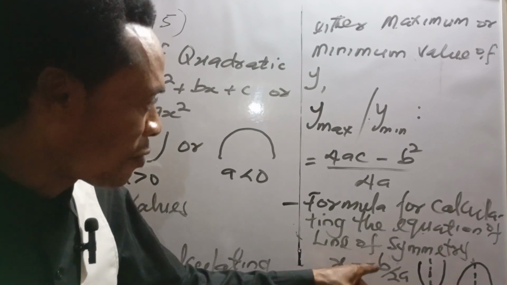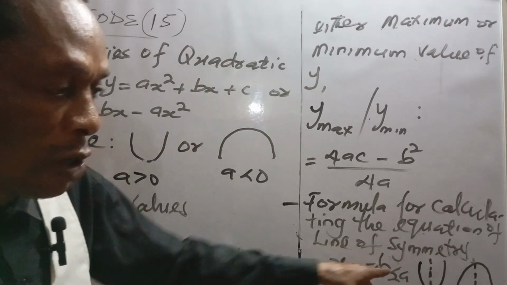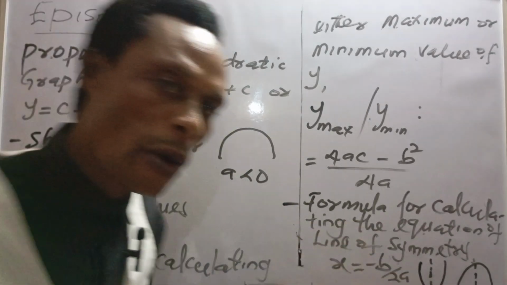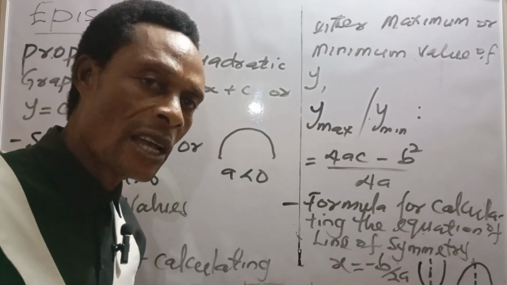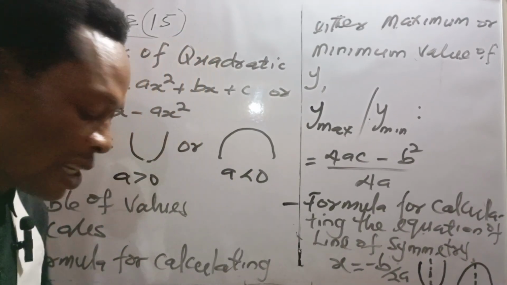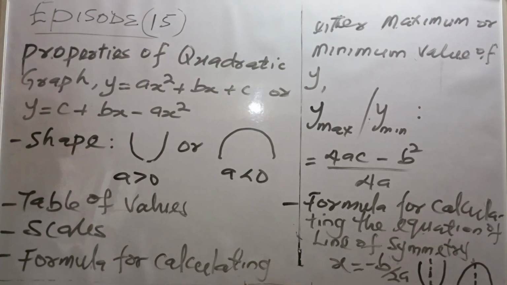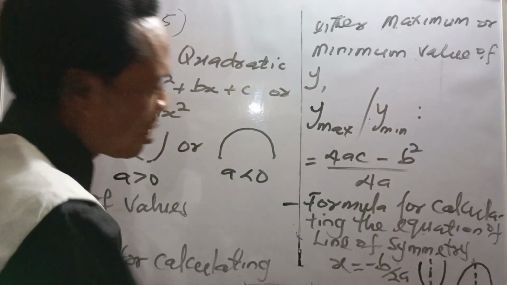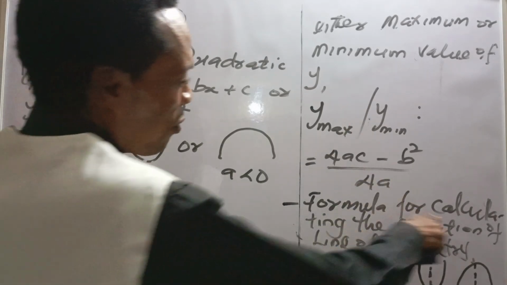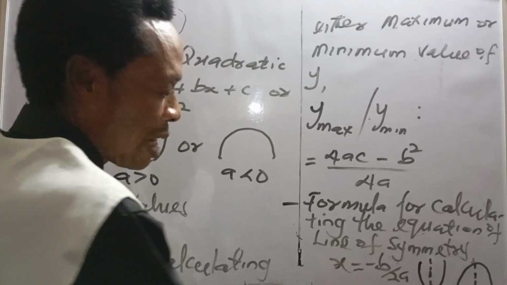So take the values of a and b from the question given, or the function, then you substitute. That will also enable you to get your corresponding value of x, or equation of line of symmetry. Understood? So that is just it. So we've been able to touch on the shape, table of values, scales, the formula for calculating either maximum or minimum values of y, then the formula for calculating the equation of line of symmetry, which is represented by x.